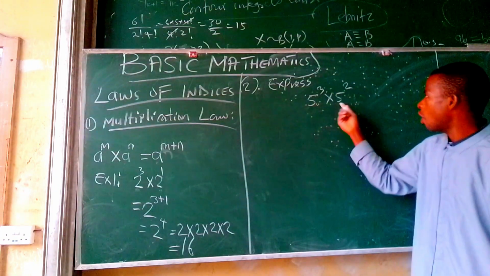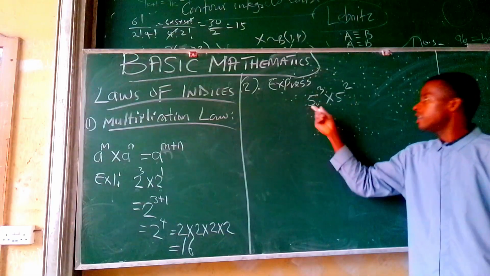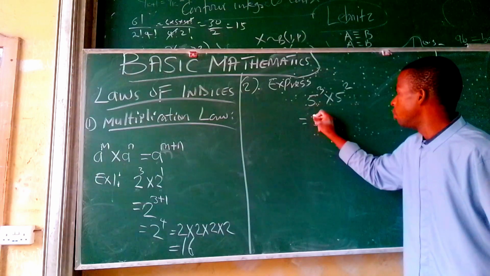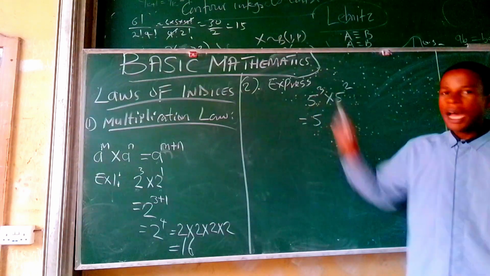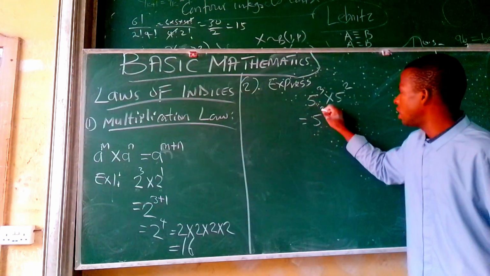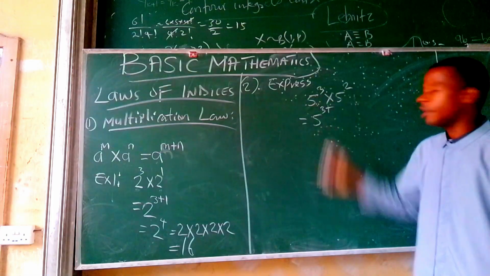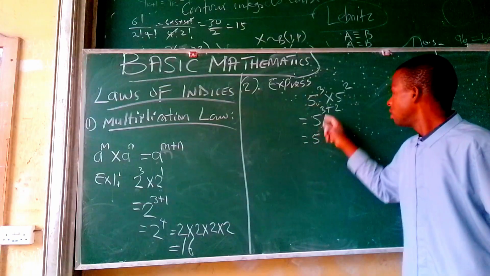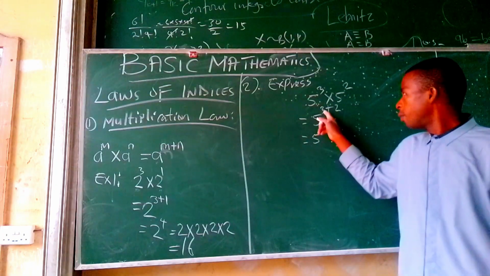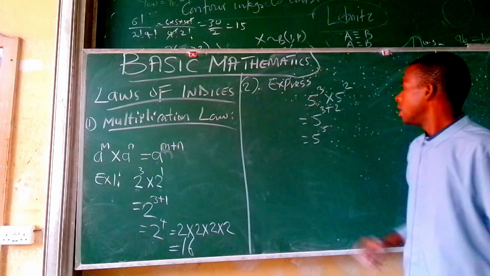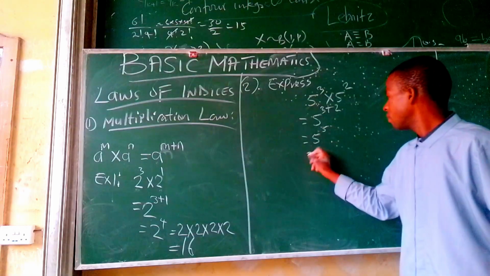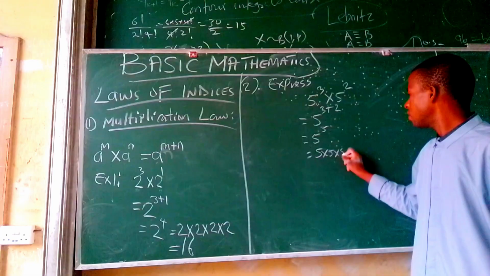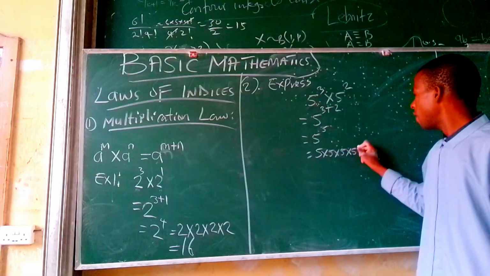So if you look at this question, we have a base of 5, and the second one also has a base of 5. Since they are in the same base, we take only one of the base by the law of indices, which is base 5. Then their powers will be added. The first power was 3, plus the second power, which was 2. So we have 5 raised to the power of 3 plus 2. 3 plus 2 is 5. Then you can express this as 5 times 5 times 5 times 5 times 5.